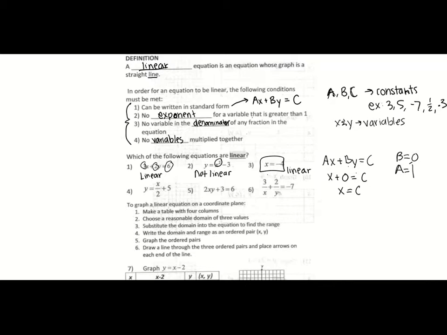Number 4. Now, if the standard form is confusing you, then really all you need to look at are these 3 conditions, 2, 3, and 4, to help you figure out if these are linear or nonlinear. And if they meet those, they usually can be written in standard form. So if we look at number 4 here, there's no exponents, no variables in our denominator, and no variables are being multiplied together. So this one we can say is linear.